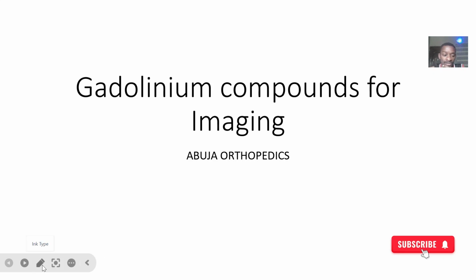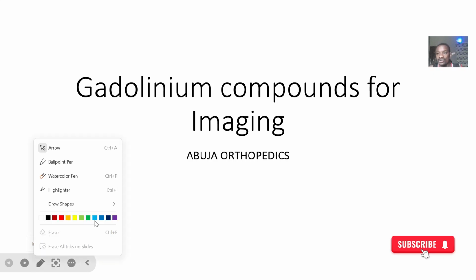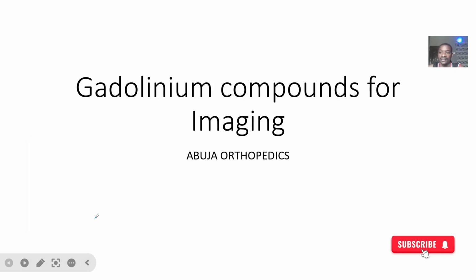Now I want to look at some other compounds that are used for imaging, like they apply to humans. When they apply to humans, if you do an imaging, you see that that part of the body gives you a more detailed outlook. Okay. So one of these compounds is what is known as what? The gadolinium.